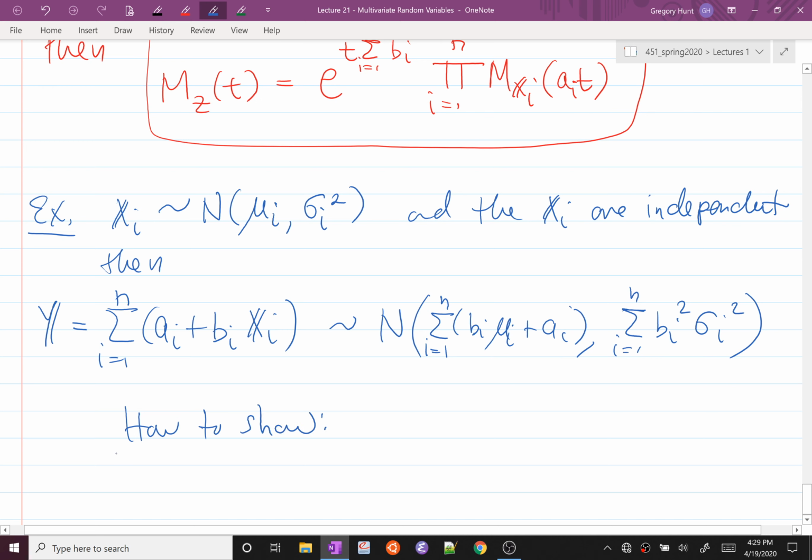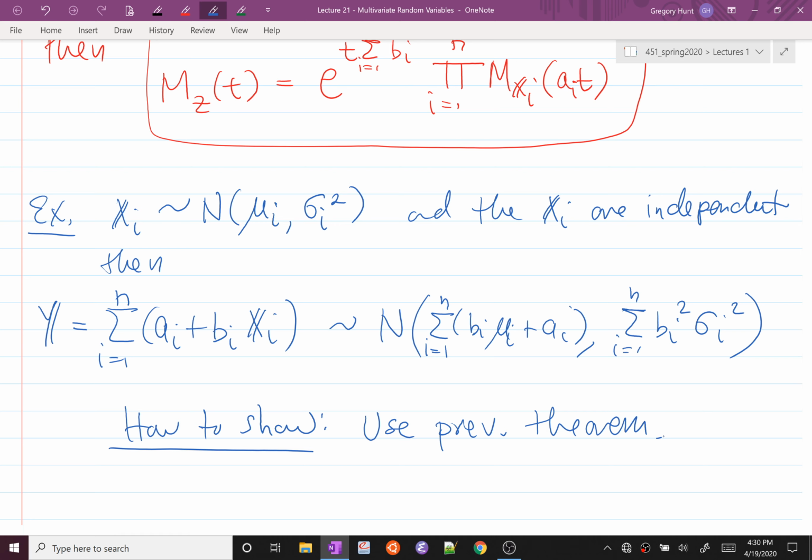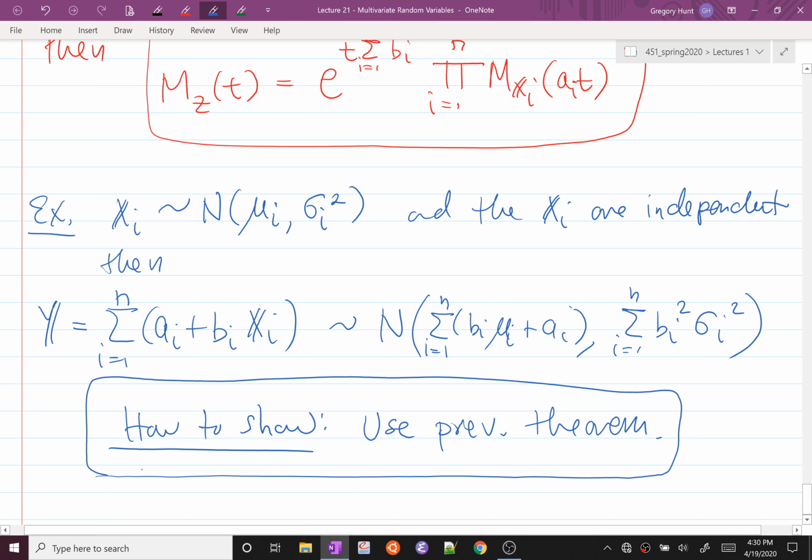So I've kind of claimed this. How to show it? Use the previous theorem. We've kind of shown this in the previous cases, but now it's just a little more complicated because now we have a bunch of normals. But you can show that the MGF of the sum of normals, if they're independent, is, again, the MGF of a normal. So I'll leave that as an exercise, but that's one way you can show that a sum of normals gives us another normal distribution. Okay.